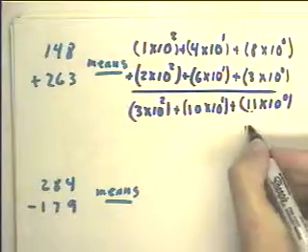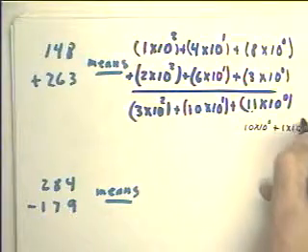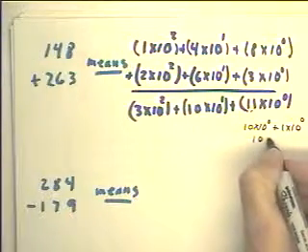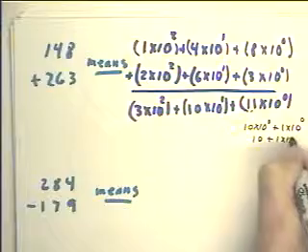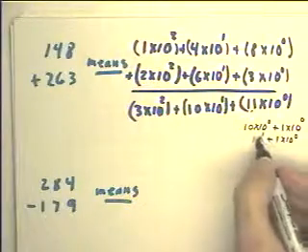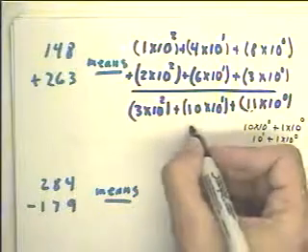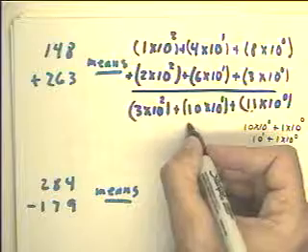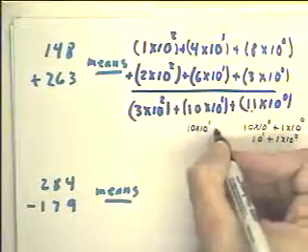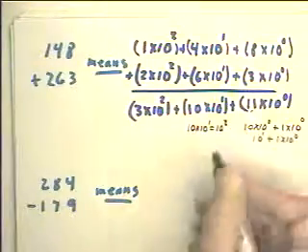And of course 10 times 10 to the 0 is 10. Well, we could say 10 to the 1. So this is a 10 to the 1 plus 1 times 10 to the 0. And our 10 times 10 to the 1, that's 10 times 10 to the 1 equals 10 to the second.